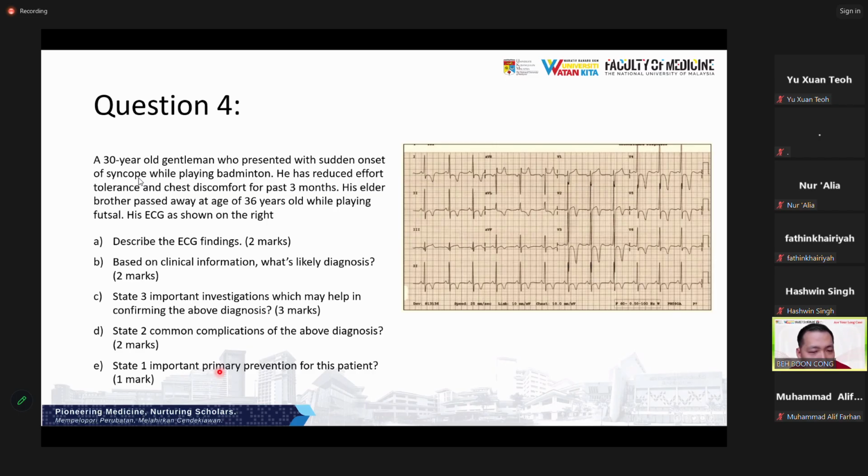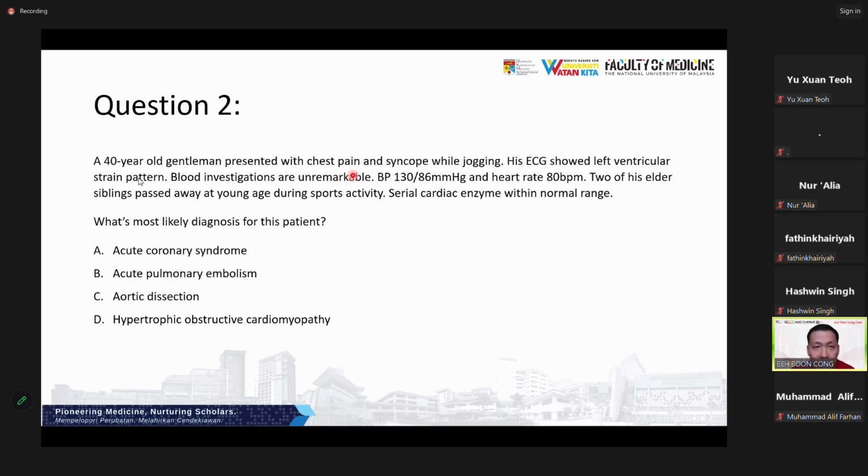Okay. One important primary prevention for this patient. So what are you going to do to prevent the patient from sudden cardiac death, like what happened to his brother? What are the things you need to do for this patient? Remember the calculator I told you? The patient needs to be assessed based on the risk score. You need to use the calculator. If the patient is high risk, they need to be on an ICD. Okay? Remember? Understand? Anything you want to ask?